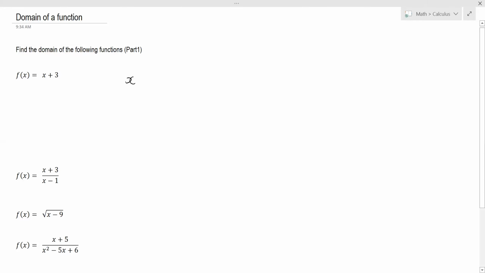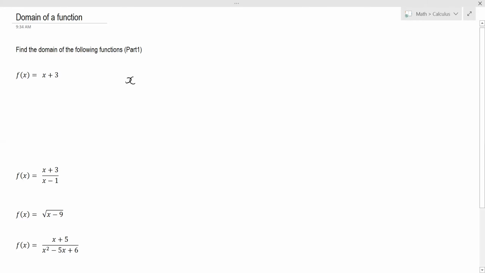If x is, let's say, 0, f(x) will be 0 plus 3, which gives us 3. If x is, let's say, negative 5, then negative 5 plus 3 gives us negative 2. So we see that x can be any number actually. Now, for the domain of this function, we can say x is all real numbers.